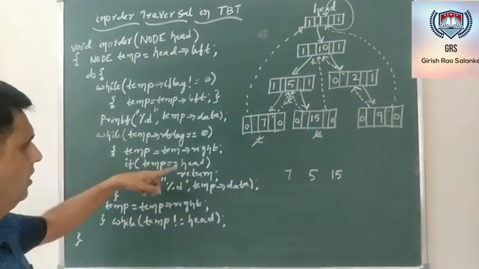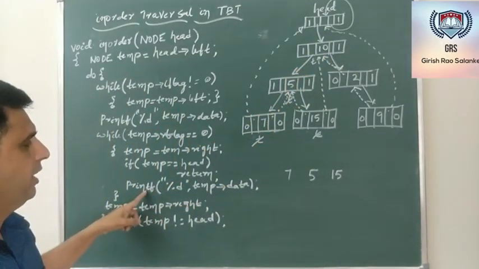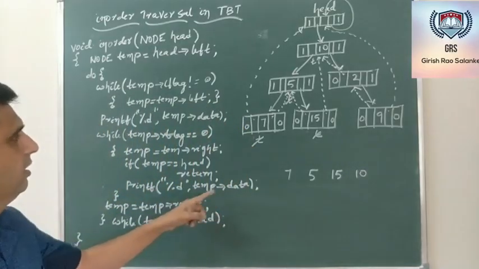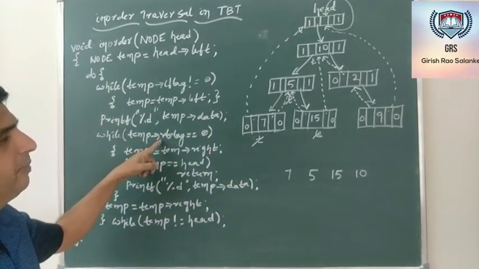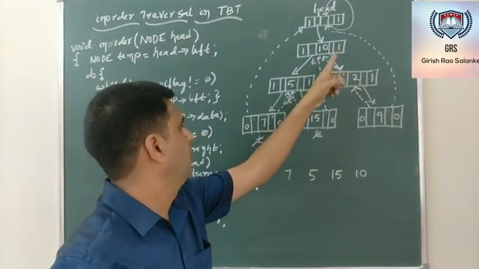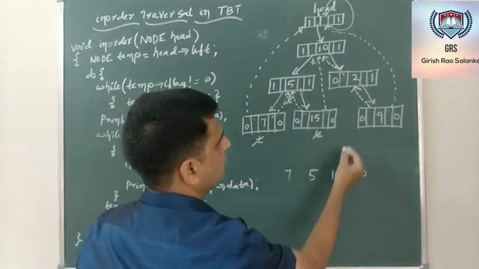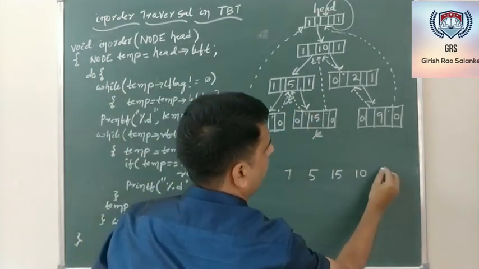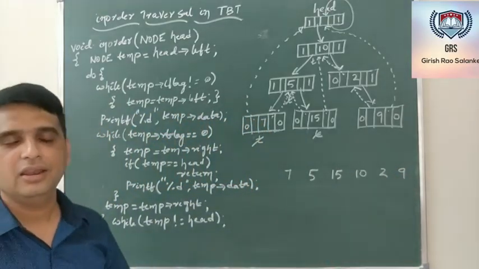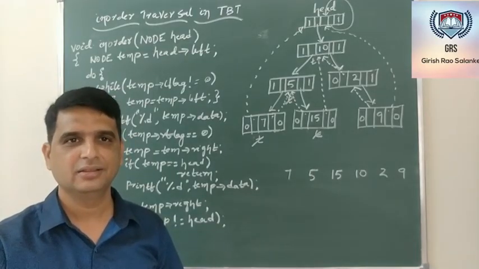Now it is going to check if temp is equal to head. Temp is not head. Then it is going to printf temp of data. So it prints 10. Then once again it is going to check if temp of R flag is equal to 0. No, it is not 0, it is a 1. So once again the loop will be executed. On execution, you will find that 2 and 9 get printed. So this is about the in-order traversal in threaded binary trees. Hope this is clear. Thank you.